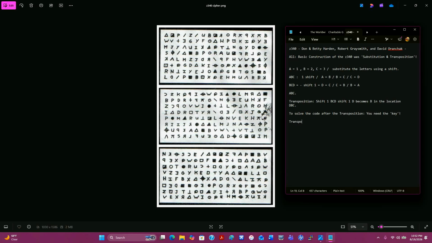So transposition is used to remove the ability to just look at a code and understand what it says. And that is called removing plain text. Plain text in coding basically means what you see is what you get.